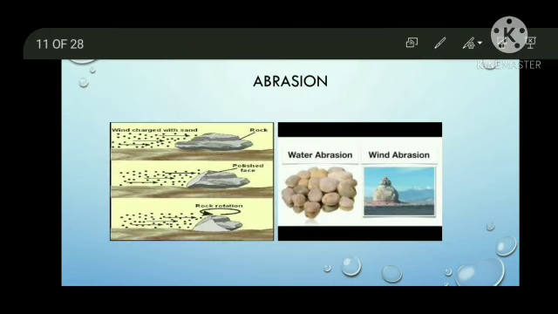Next, we have abrasion. Abrasion is when moving material causes rock to break into smaller rocks. We have two types of abrasion. Water abrasion is caused by the forces of water along rivers and streams. We also have wind abrasion. It commonly happens when intense wind breaks the rocks into smaller particles.